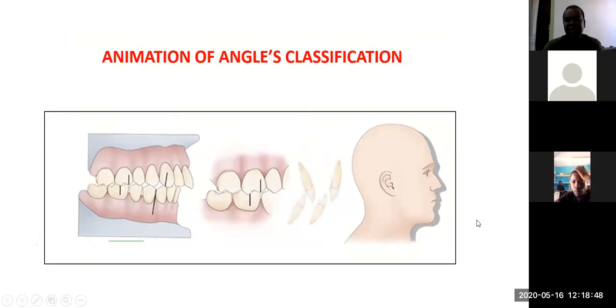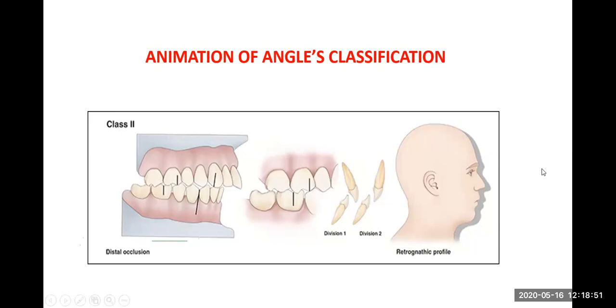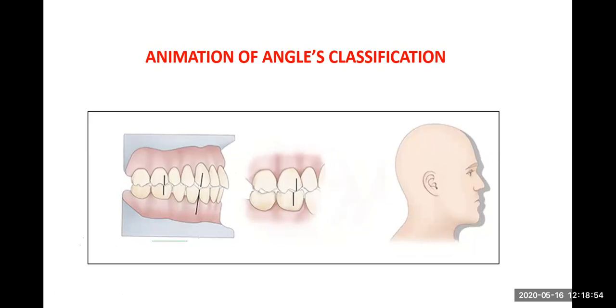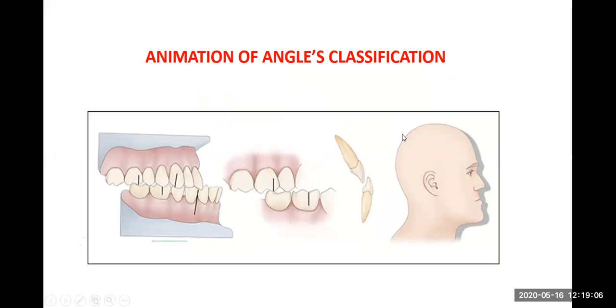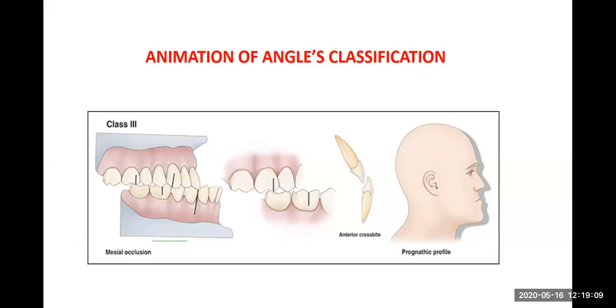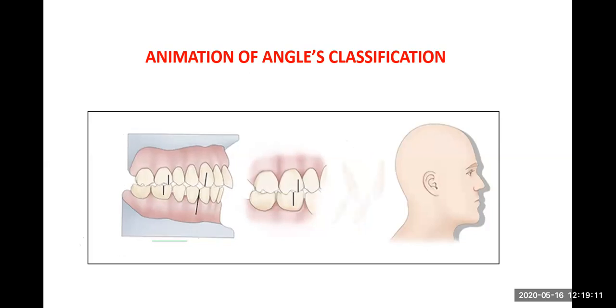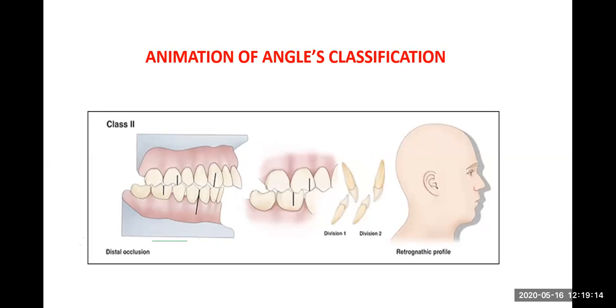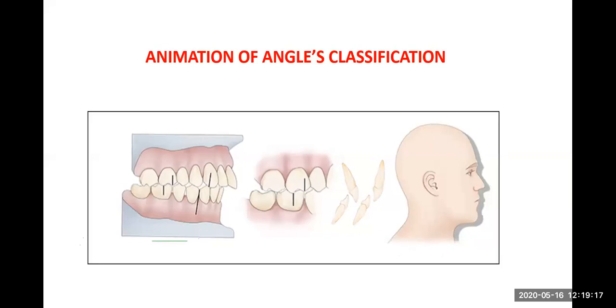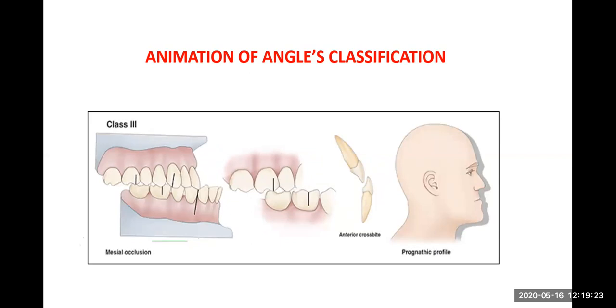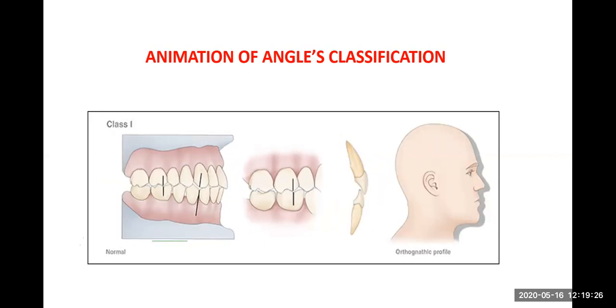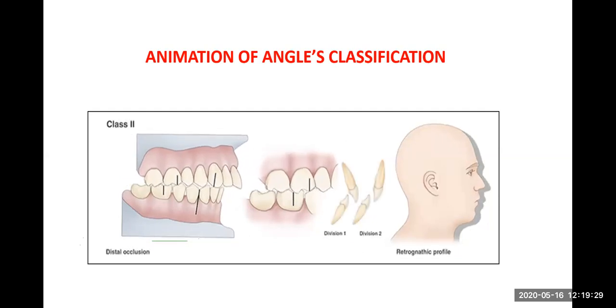This is a dynamic relationship. You see how the animation is changing. Can you see? That is class three. Where it is now is class three. Then this is class one. This is class two. You can see that relationship. And you know the reference point in all these cases is always the first maxillary permanent molar.